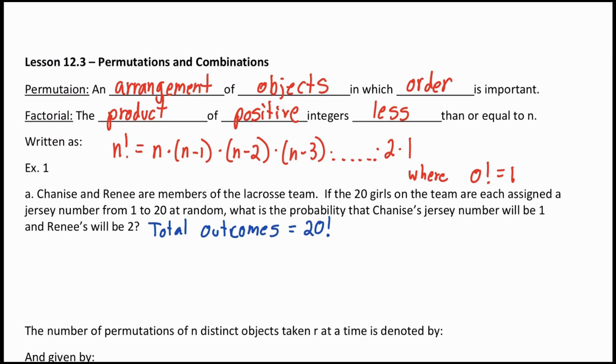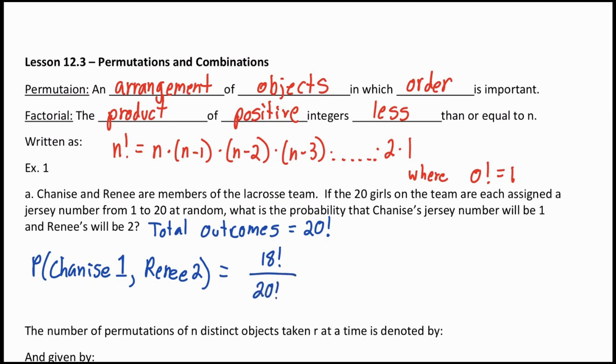Okay. So we want to find the probability that we pick Shanice for jersey number 1 and Renee for jersey number 2. So what this means is our first 2 jerseys are picked for us, right? So how many options will I have after that? 18, right? So the options after that would be 18 factorial if I pick those first 2. And to get the probability, we take that over the total number of outcomes possible.